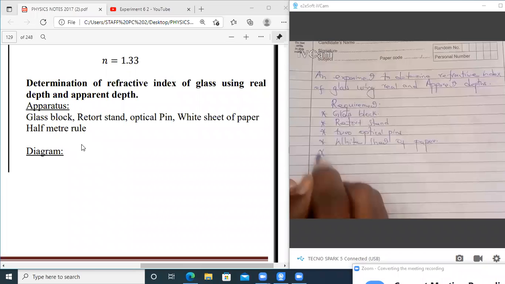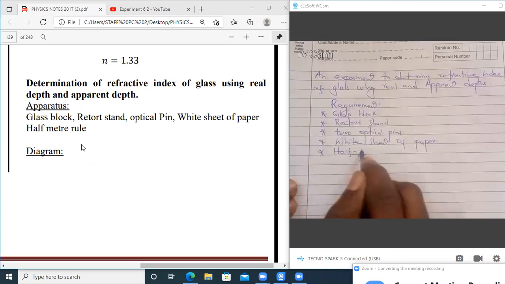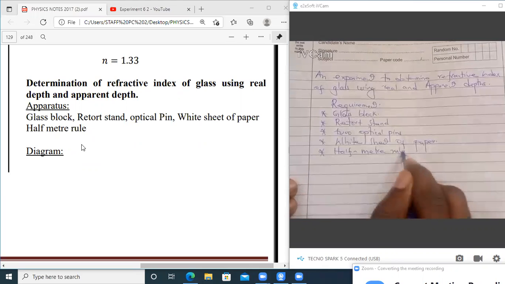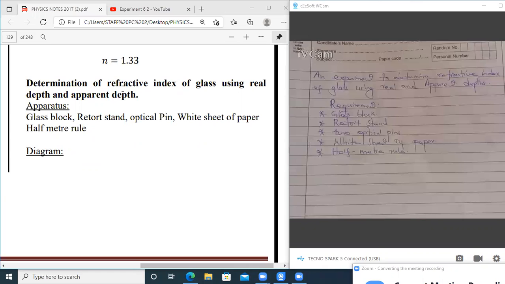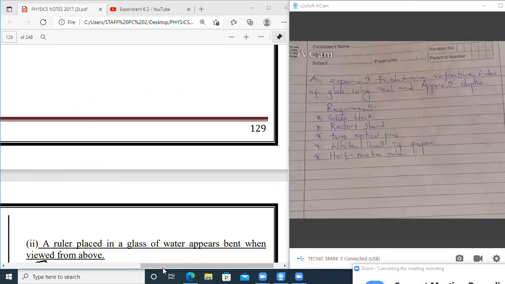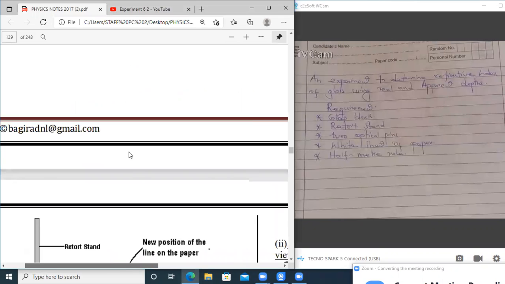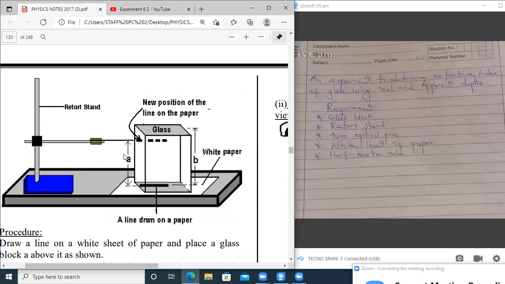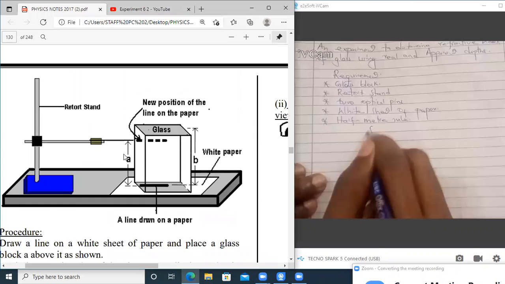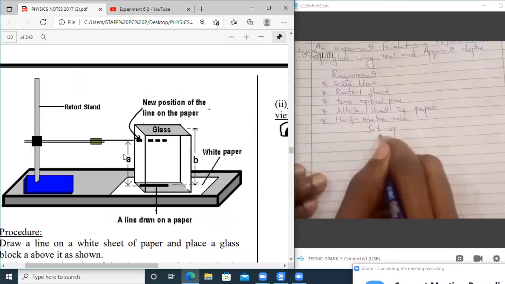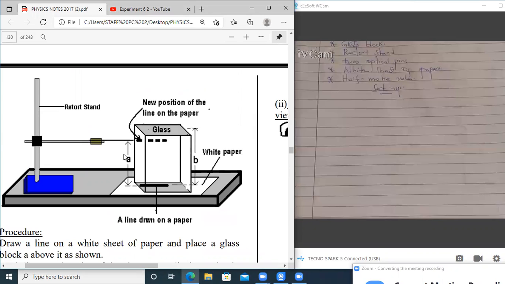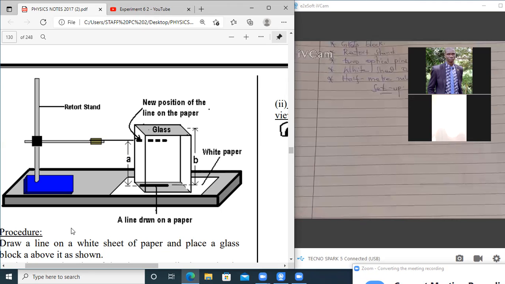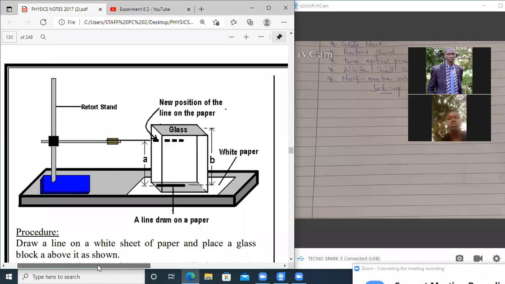Then we also need a half-meter rule. A meter rule. This is for taking measurements. What is the diagram? What is the setup? Let's look at the setup. So that's our setup. Can we draw it?